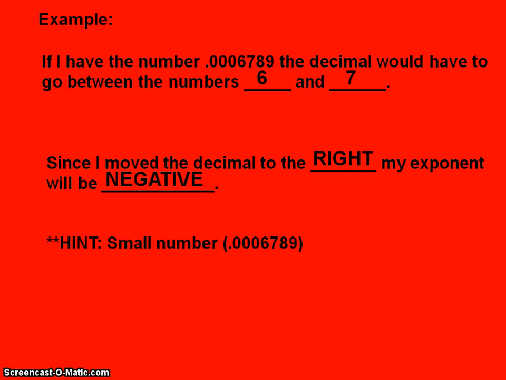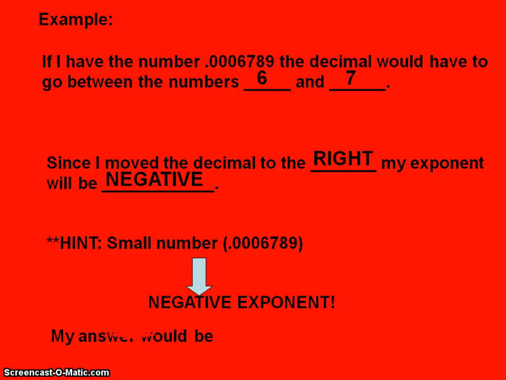Remember the hint that if you have a really small number, then you're going to look at that as a negative thing, which means you have a negative exponent. So my answer should be 6.789 times 10 to the negative fourth power. And the negative fourth power came from moving the decimal over 1, 2, 3, 4 places to the right. Just keep in mind that if the number's really small, that's a negative thing, you're going to have a negative exponent. If the number's really big, that's a positive thing, you're going to have a positive exponent.